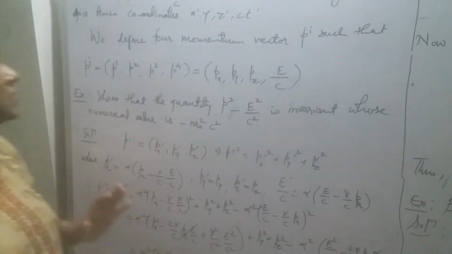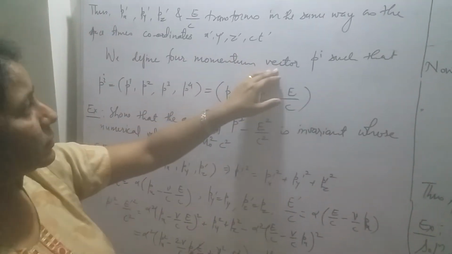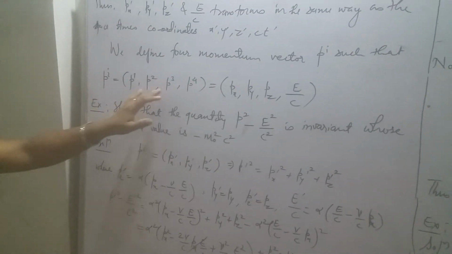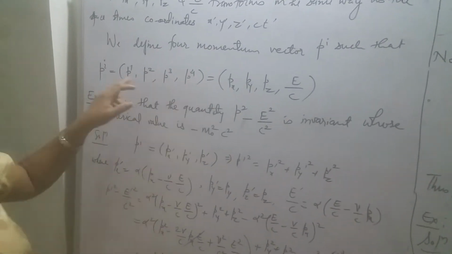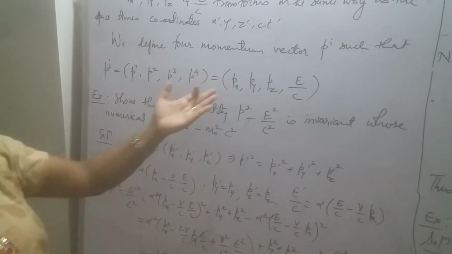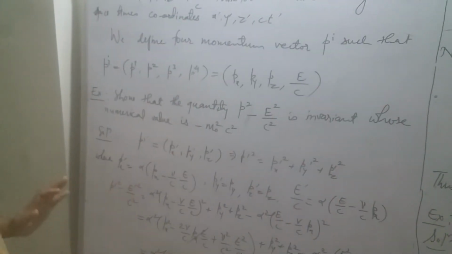Now we define the four momentum vector, that is pi, pi is equal to p1, p2, p3, p4, 4 components. Now p1, p2, p3 are nothing but the x, y, z components of p bar, that is px, py, pz, and the fourth component p4 is E by c.